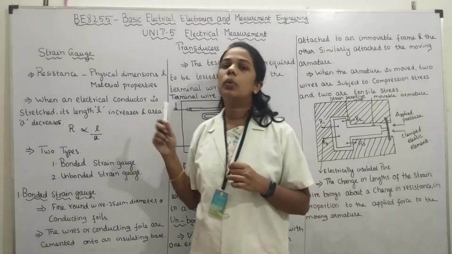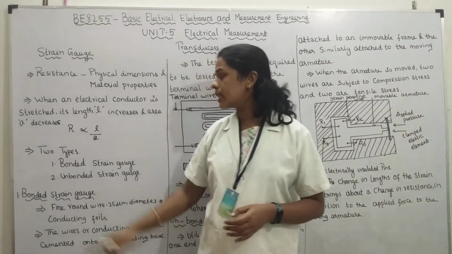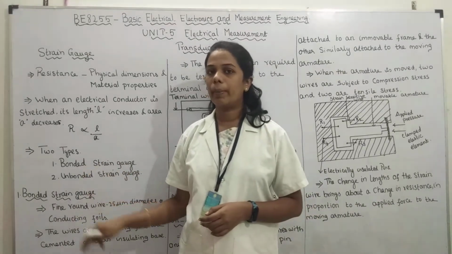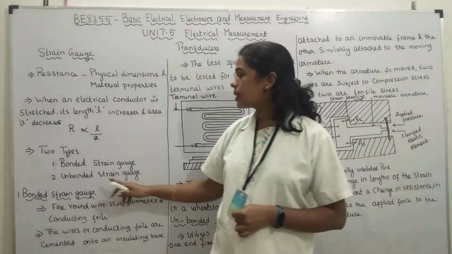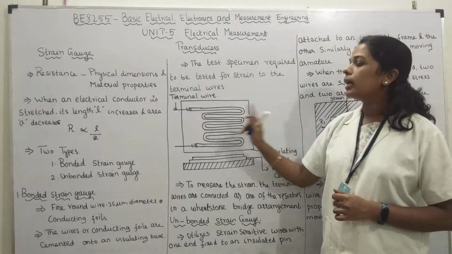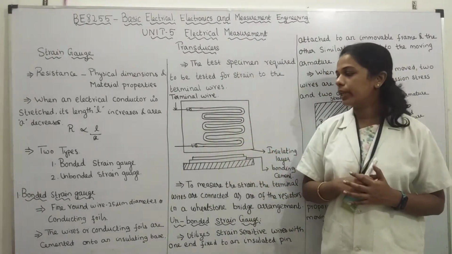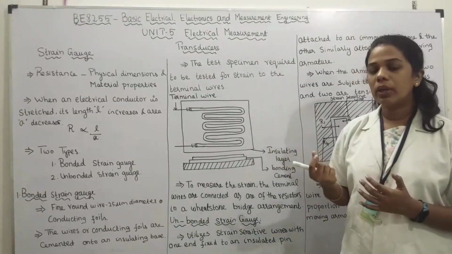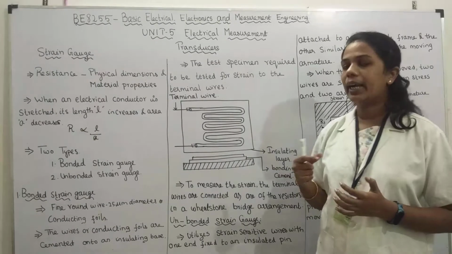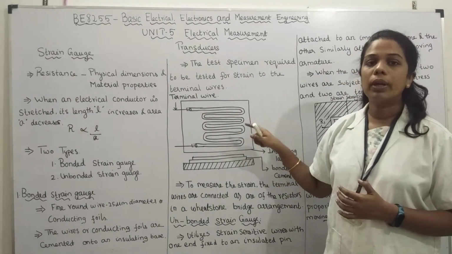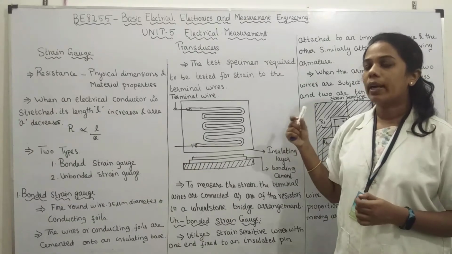There are two types of strain gauges, that is bonded strain gauge and unbonded strain gauge. Let's see one by one. The first one is the bonded strain gauge. This is the construction of the bonded strain gauge. It is made up of fine round wire or foil, conducting foil.